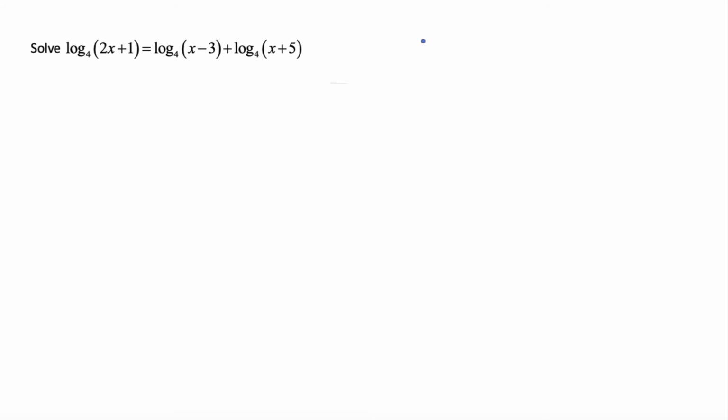So the idea is, if the log of one side, let's say log base b of m, is equal to log base b of n, then we can conclude that m is equal to n. And this should be true because we have the same log with the same base. The arguments then should be equal.